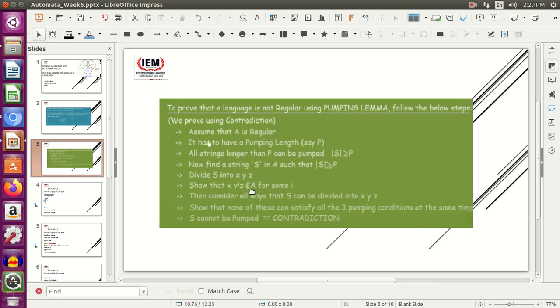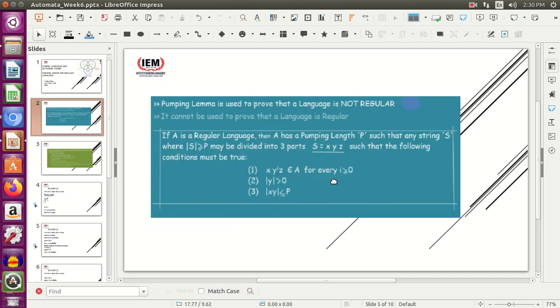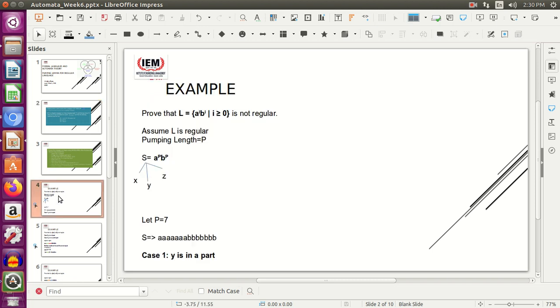We had to show that x y raised to the power i z is not an element of L, and we have shown that, because here the number of a's and b's are not equal, since this is not an element of L. Okay. Next, we can check the rest of the two conditions. Let us check the third condition and see whether it is satisfied or not.